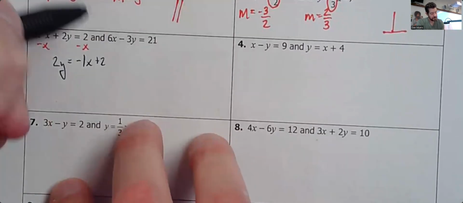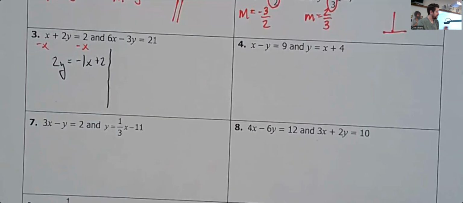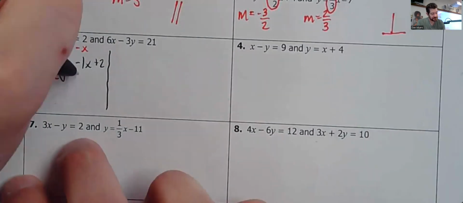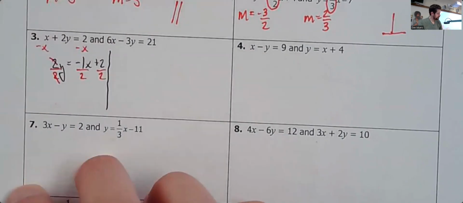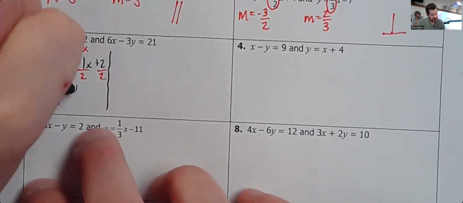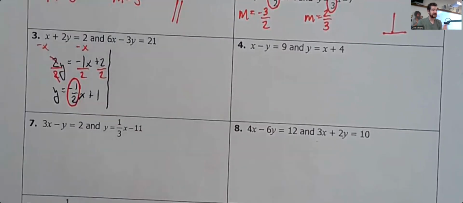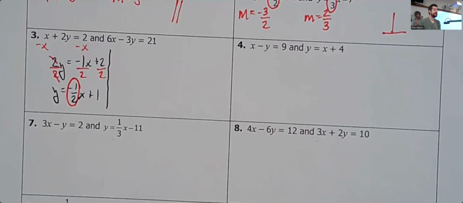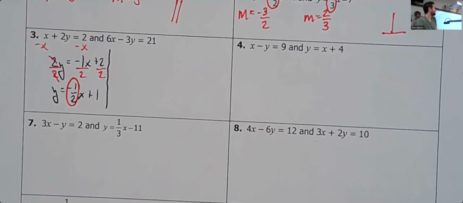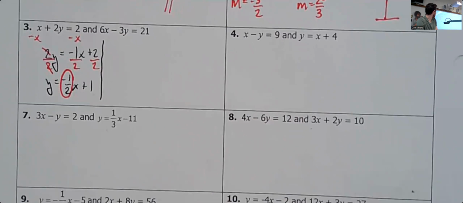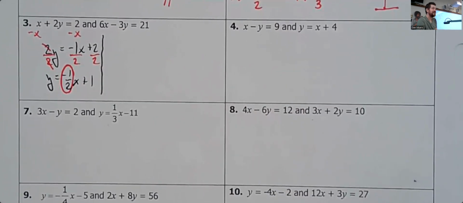I'm going to make myself a little dividing line here as well. And then we have to divide everything by 2 to get y by itself. And we get y equals negative 1/2 x plus 1. The only thing that we need, though, from this line is the slope. We don't really care about what the y-intercept is. We need the slope. It's negative 1/2. He said go slow. Okay, I'll leave that there for a second. All right. So that's the first equation.